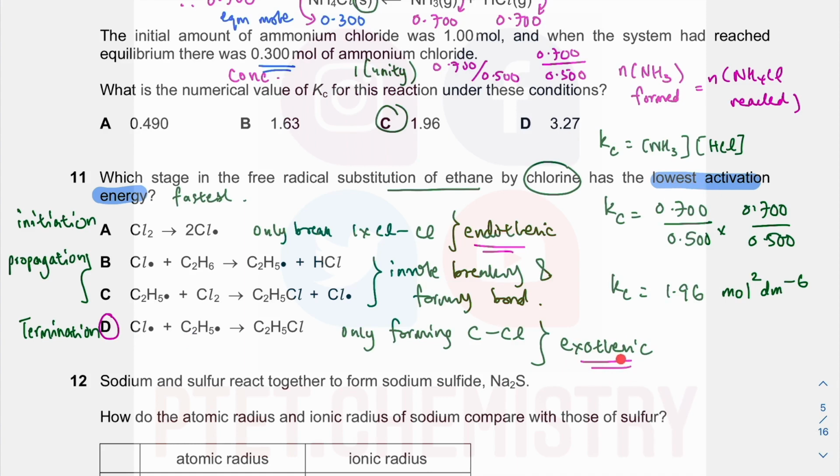Rate and thermodynamics are entirely different things. These are simply lowest activation energy and the fastest because you are just recombining things together. You are not breaking anything at all. All of these, A, B, and C, require breaking something.